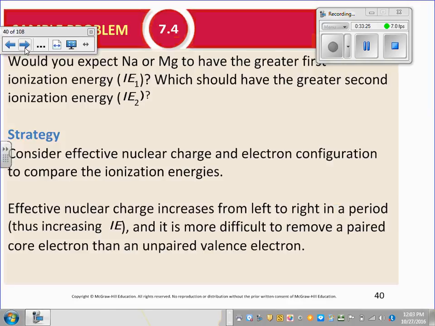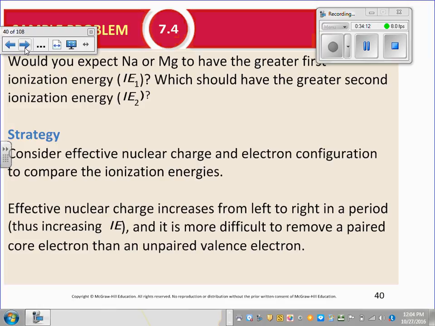So would you expect sodium or magnesium to have the greater first ionization energy, and which should have the greater second? Now most of you could run to your periodic tables and say, oh, magnesium's to the left, so it should be greater. But let's look at the configuration. Sodium's got 11: 1s2, 2s2, 2p6, and 3s1.